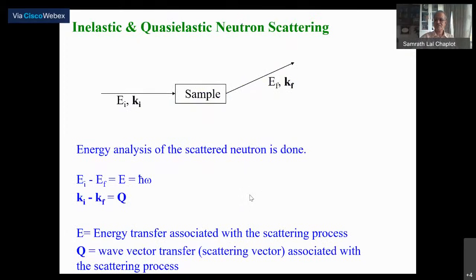Just a brief recap: here also what we have is incident neutrons falling onto a sample, and we look at the energy transfer and the wave vector transfer.